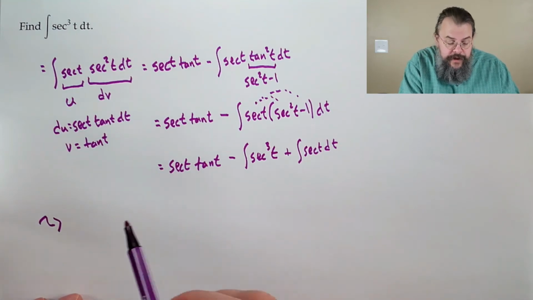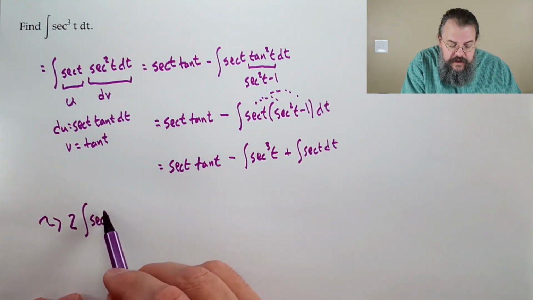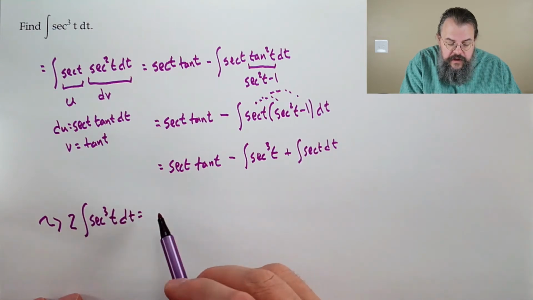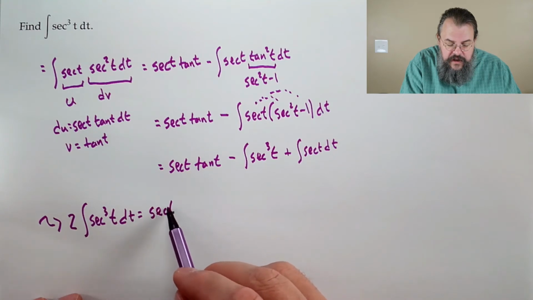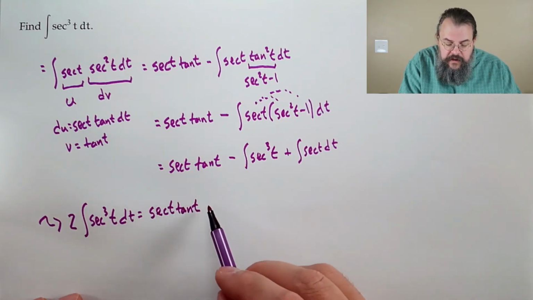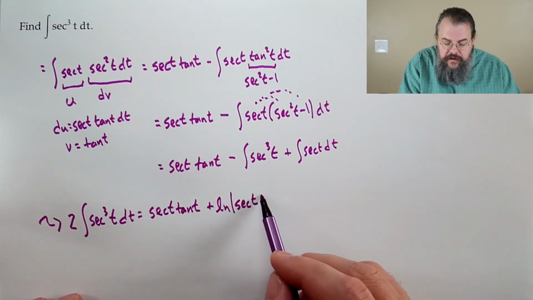Another secant cubed makes 2 times the integral of secant cubed t dt is equal to secant tangent, and then integral of secant. Well, that's natural log of secant plus tangent.